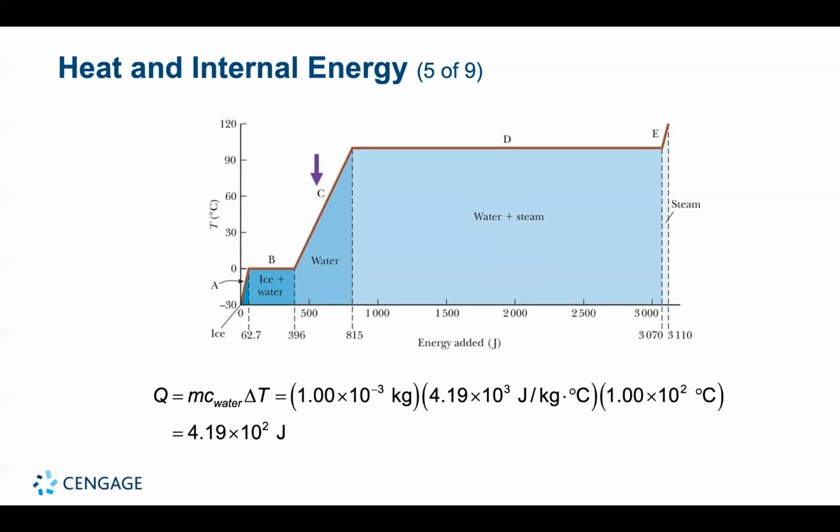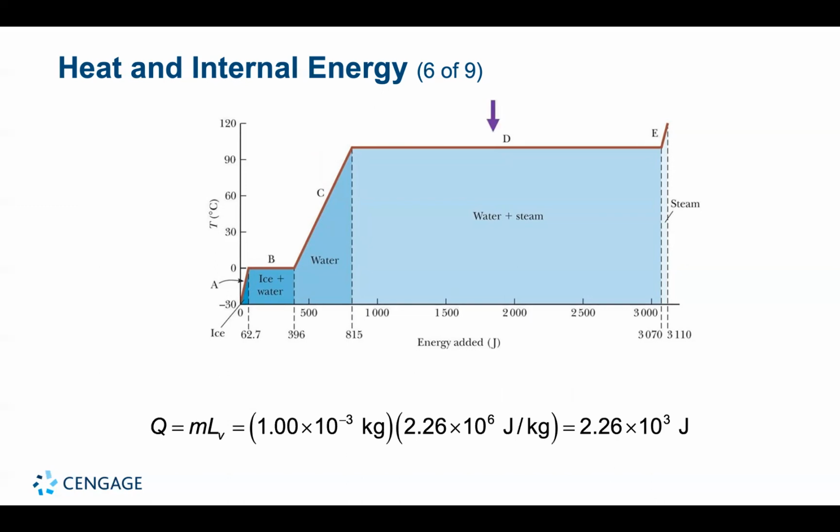So in part C, between 0 degrees C and 100 degrees C, no phase change occurs. The energy added to the water is used to increase its temperature as it did in part A. Now we can calculate the amount of energy to increase the temperature from 0 degrees to 100 degrees C. We see that in the equation.